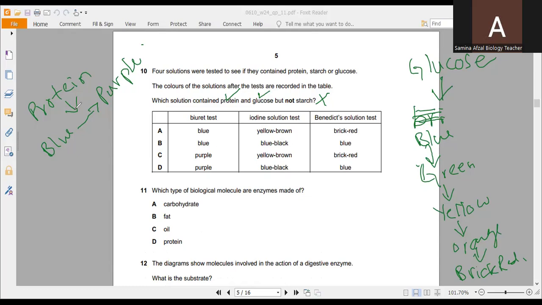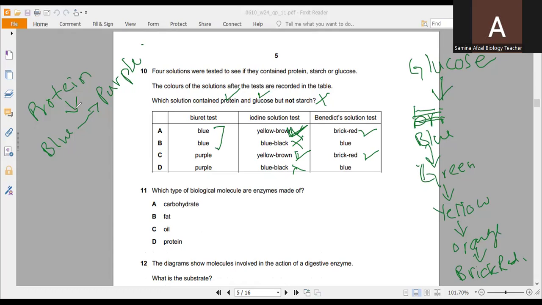In Biuret test, it remained blue. It means protein is not present. Iodine solution, yellow brown, starch is not present. Benedict solution, brick red, and brick red is present in A and C.